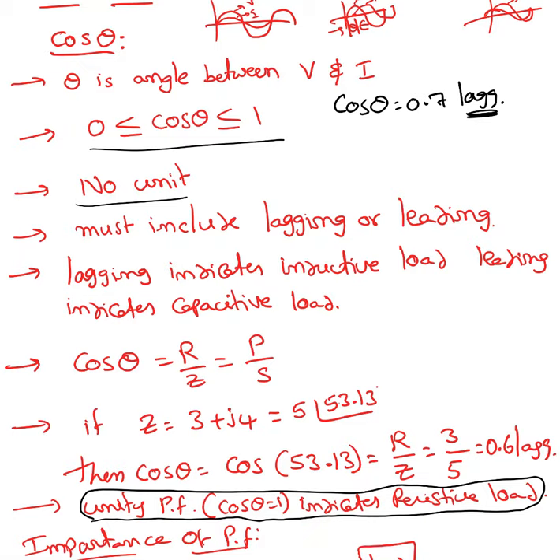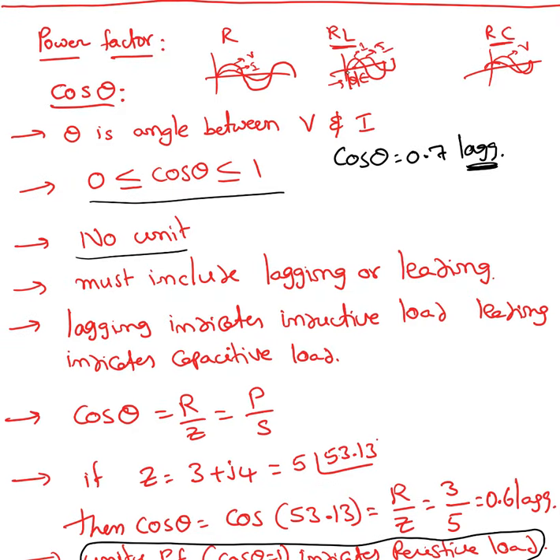Why is it lagging? Because we always take voltage as a reference. So voltage goes first, current goes next. Current is always lagging here, so we call it a lagging power factor. Same thing with RL, so this is inductive. If cos theta equals 0.7 leading, that's a capacitive load. Current is going first, so current leads the voltage, and that's the reason we call it a leading power factor. So that's what lagging and leading indicate.